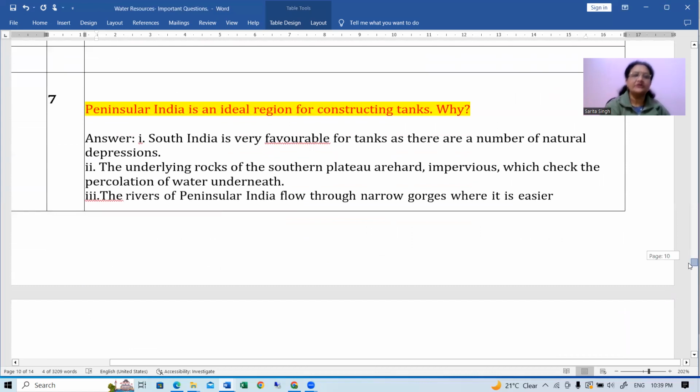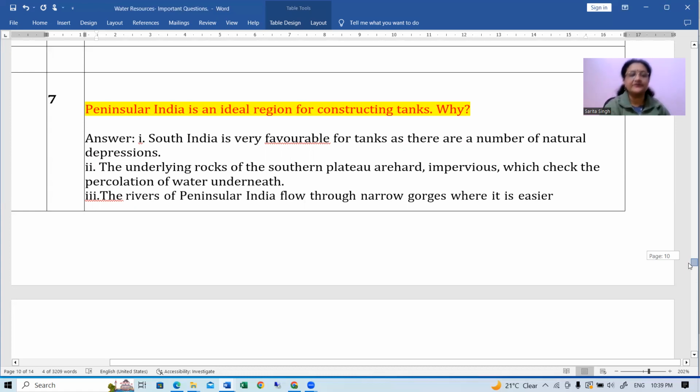Why? South India, or the peninsular region, is very favorable for tanks, as there are a number of natural depressions in the rocky surface. So these natural depressions get filled with water and work as tanks. Number two is that the underlying rocks of the southern plateau are hard and impervious, which check the percolation of water. Okay, that is again one important thing for tank irrigation.